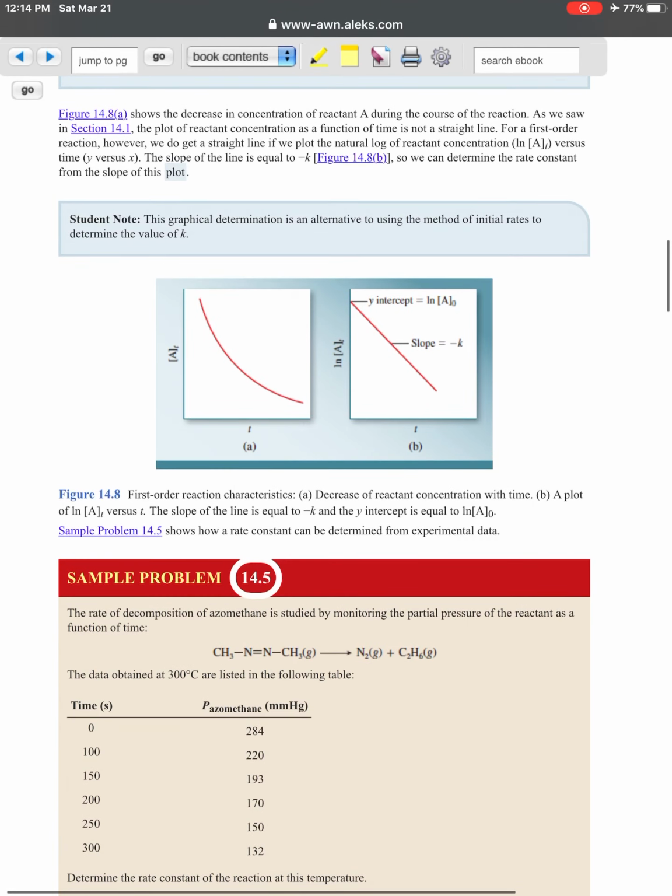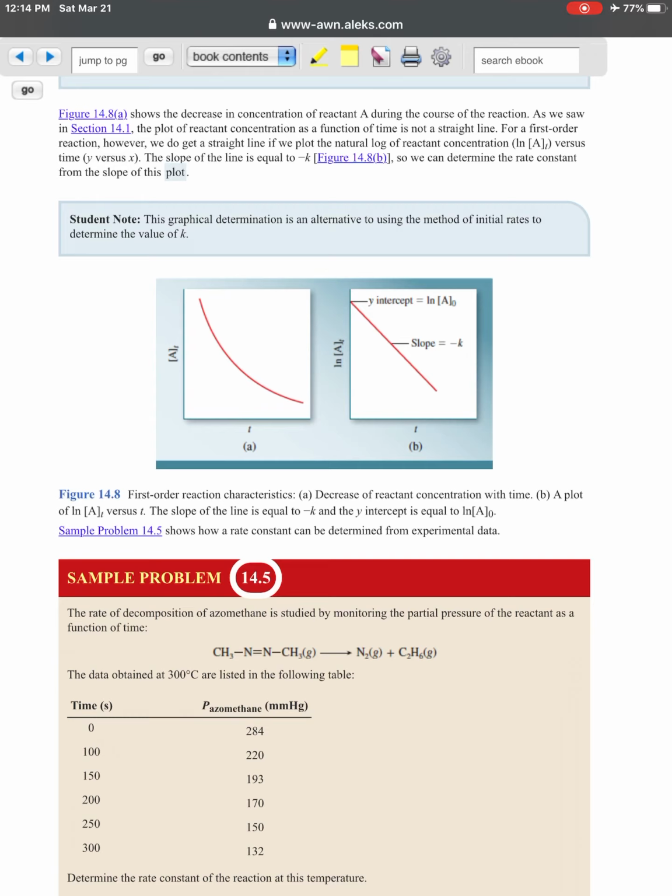Figure 14.8a shows the decrease in concentration of reactant A during the course of the reaction. As we saw in section 14.1, the plot of reactant concentration as a function of time is not a straight line. For a first-order reaction, however, we do get a straight line if we plot the natural log of reactant concentration, ln[A]t, versus time, y versus x. The slope of the line is equal to -k, figure 14.8b. So we can determine the rate constant from the slope of this plot.